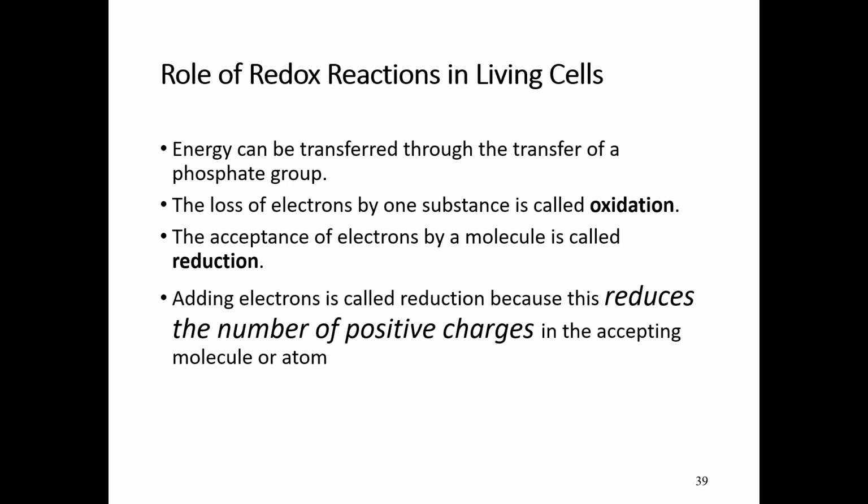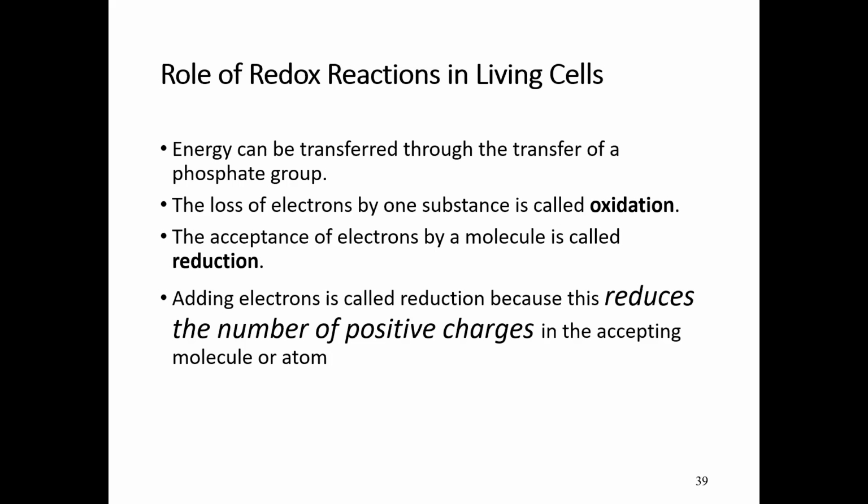And so whatever is grabbing those electrons is becoming reduced, because the definition here from Chemist Talk is that adding electrons is called reduction, because this reduces the number of positive charges in the accepting molecule. So when oxygen grabs those extra electrons coming off of the glucose, oxygen gets reduced. It gets more electrons. Remember, oxygen has atomic number 8, 2 electrons in its first shell, 6 in its second shell. It has room for 2 more. When it grabs those 2 electrons and the hydrogens to make water, the oxygen has become reduced and has picked up more electrons.